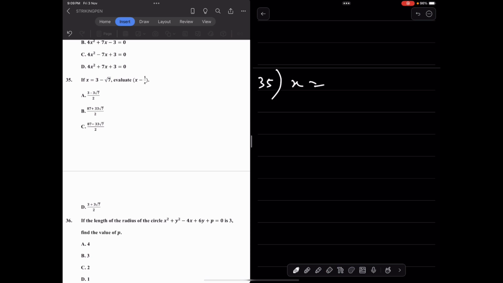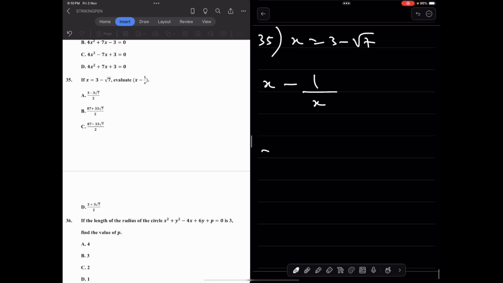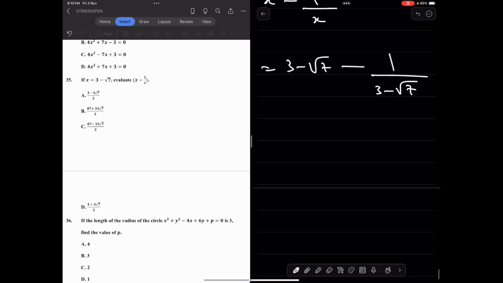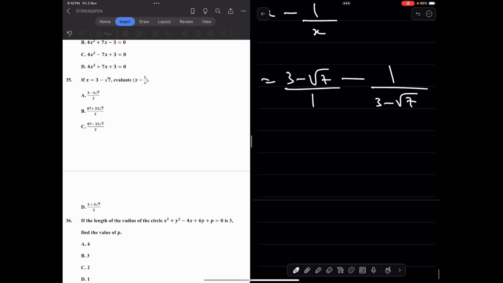If x is equal to 3 minus root 7, evaluate x minus 1 over x. That's going to be equal to 3 minus root 7 minus 1, all over 3 minus root 7. And that simply means, let me write this as 3 minus root 7 over 1. The LCM is 3 minus root 7.